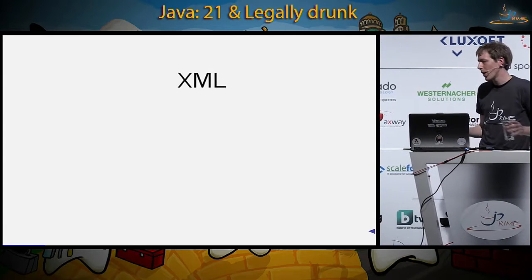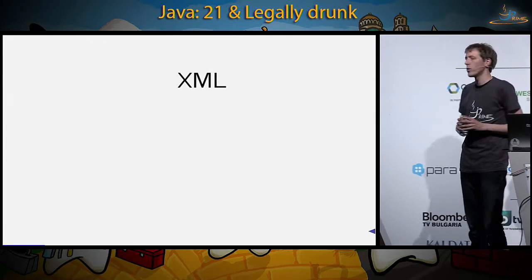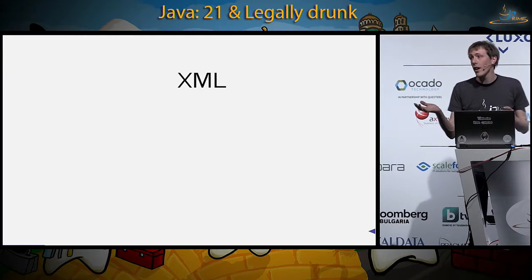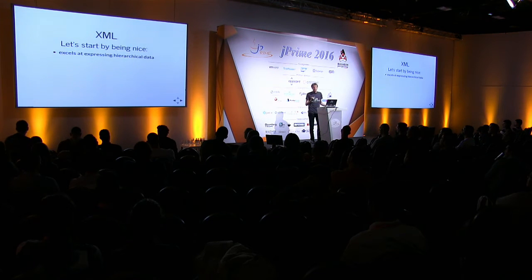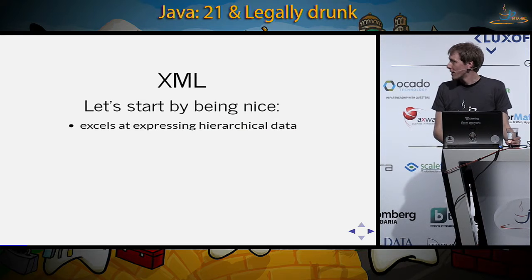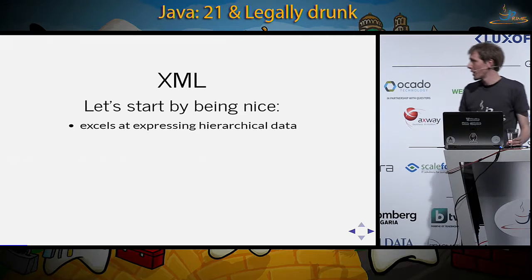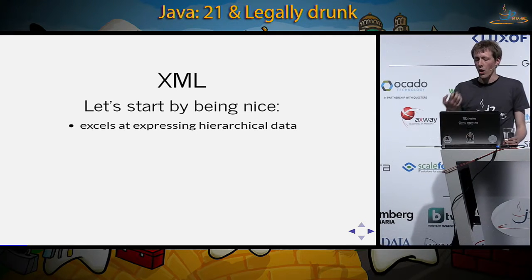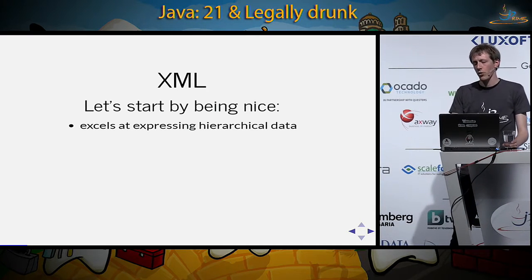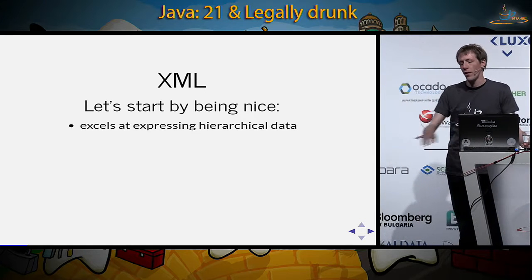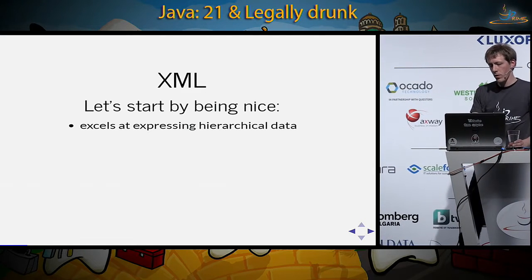Well, XML is the language that Ant and Maven use. What can we tell about XML? Do you like XML? Even remotely? I mean, let's start by being nice, shall we? I'm trying to be a good person here. XML excels at expressing hierarchies. It's a very, very difficult word to pronounce, hierarchical data. So it's like a graph, some sort of graph data structure. So you can say this is the top and there are levels beneath it, hierarchies.